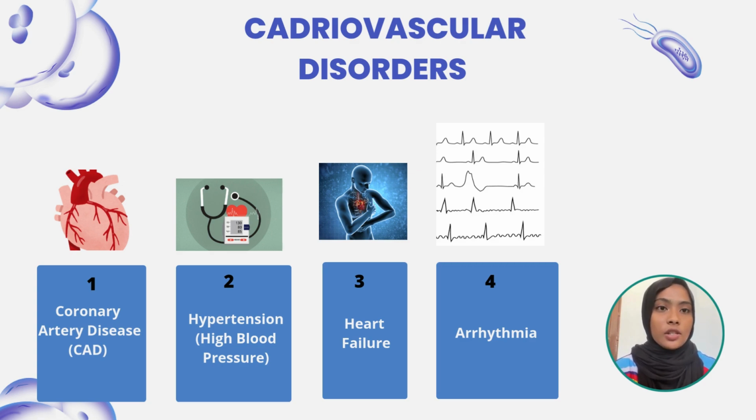Second is hypertension, or high blood pressure. Persistently high blood pressure that strains the heart and blood vessels, increasing the risk of heart attack, stroke, and other complications. Third is heart failure, when the heart can't pump blood effectively, leading to symptoms like fatigue, shortness of breath, and fluid build-up. Fourth is arrhythmia, abnormal heart rhythm which can be too fast, too slow, or irregular. Atrial fibrillation is a common type that increases stroke risk.